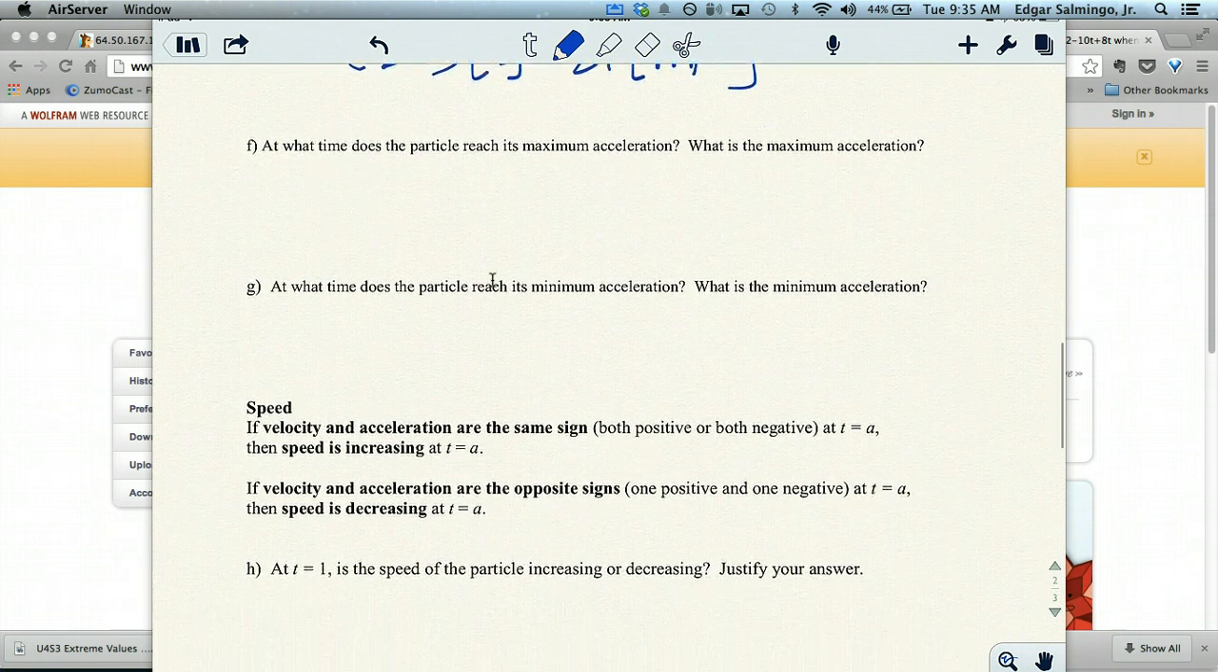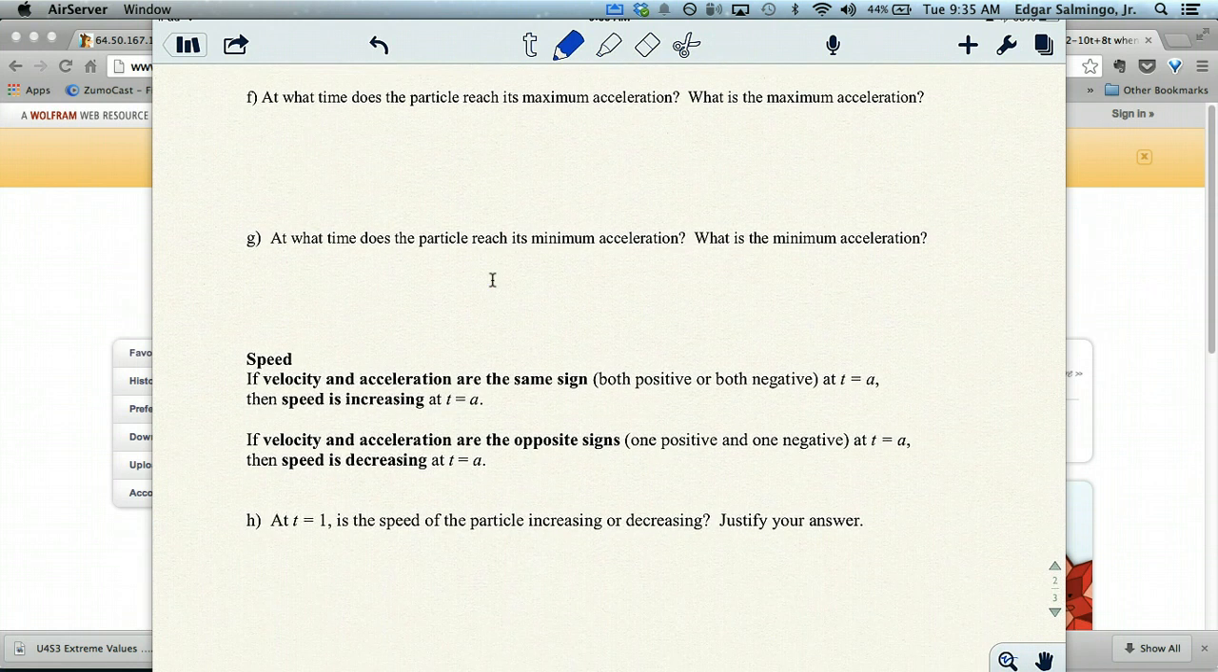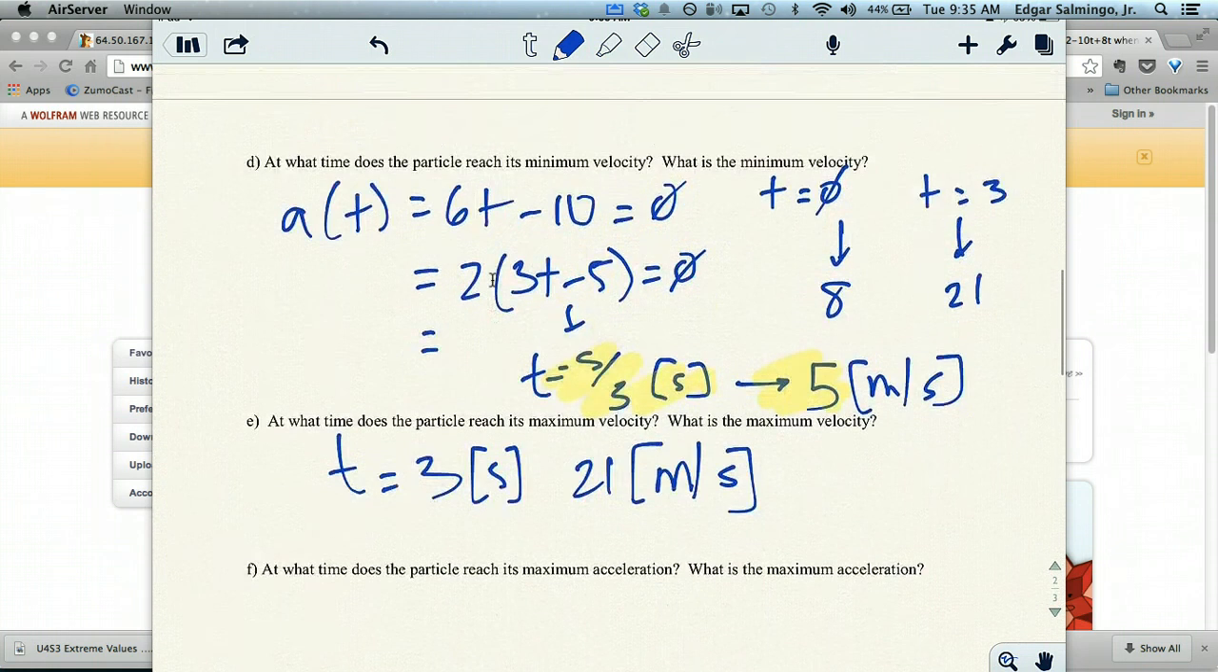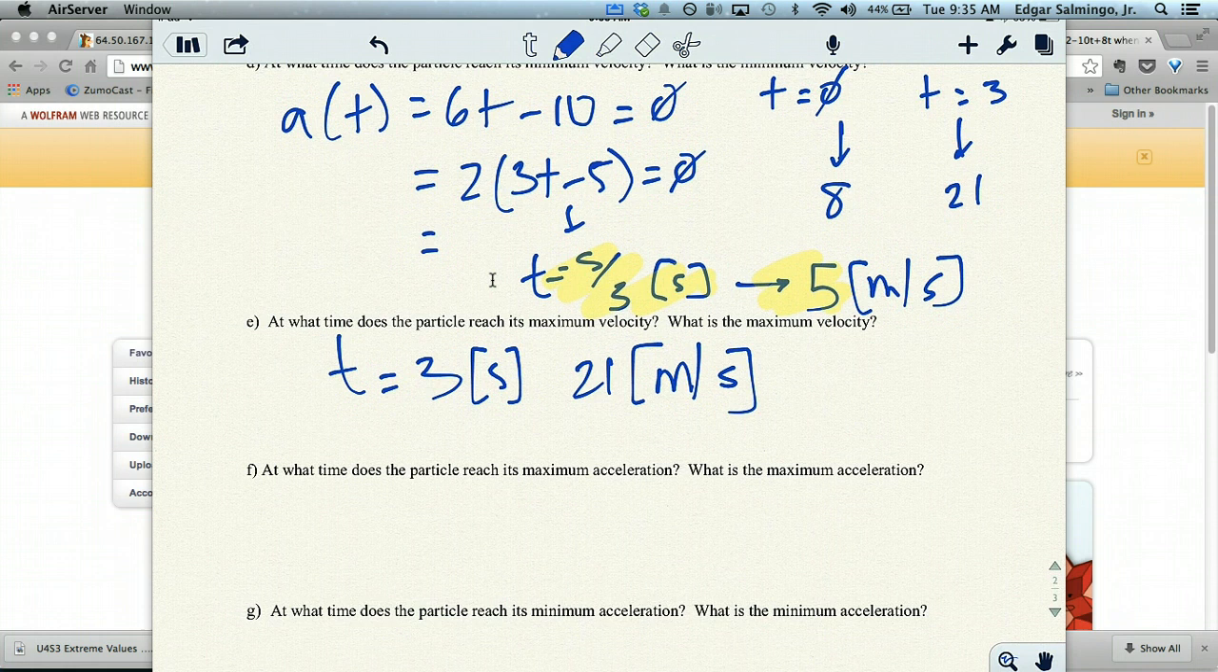And the last one we're going to do today, it says when does it reach maximum and minimum acceleration? We're doing the exact same thing, just do it one more derivative further. So there's a of t. A prime of t, or the derivative of velocity, is going to be 6. Okay. Remember when you find your critical numbers, you set this equal to 0. There is no critical numbers in this problem because 6 will never equal 0.